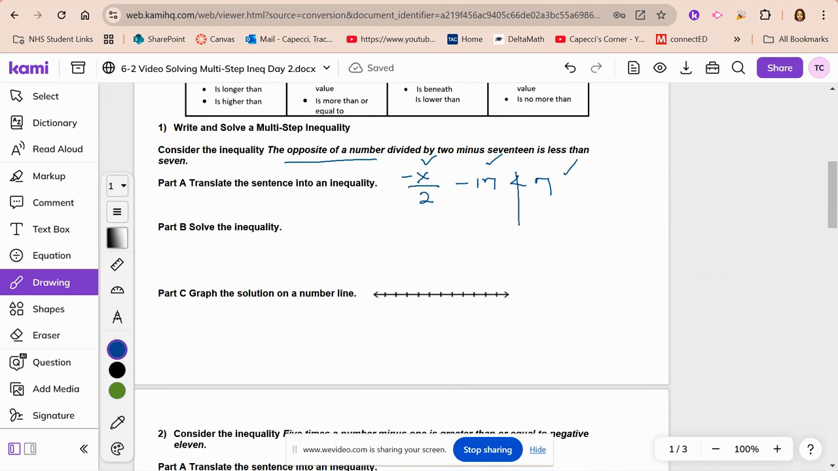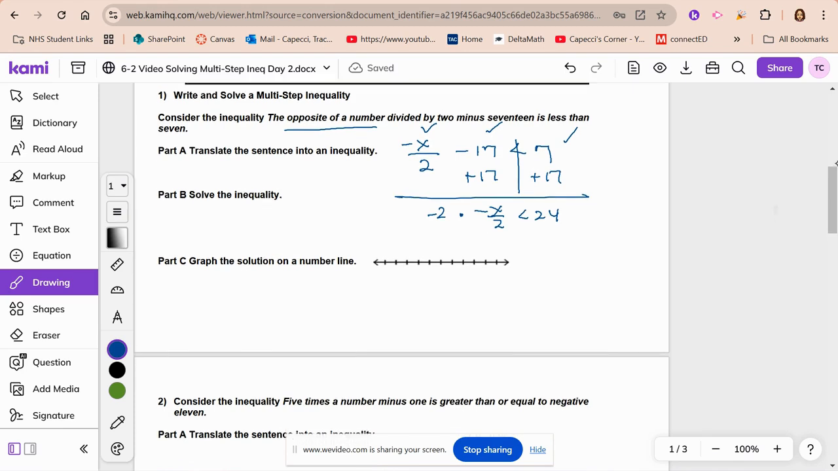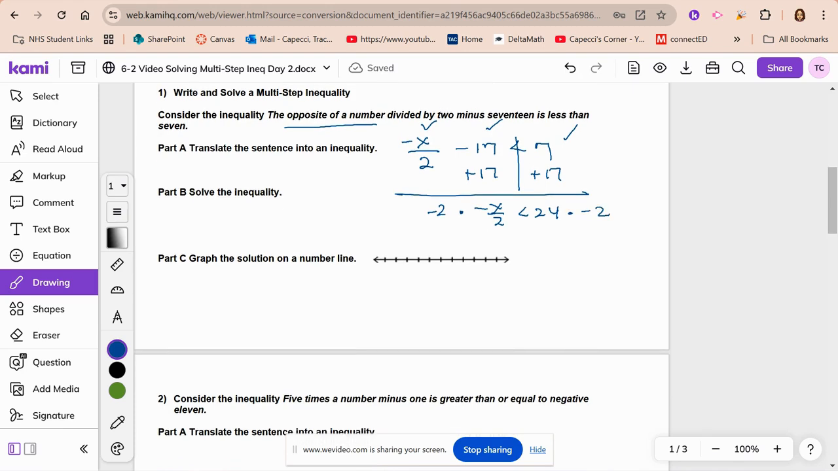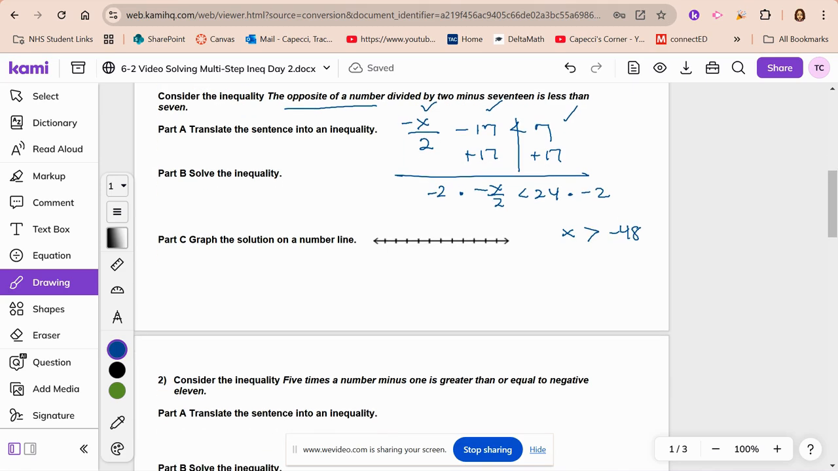Now I'm going to solve it. So again, I want to get x by itself like we've been doing. Add 17 to both sides. So I have negative x over 2 is less than 24. I'm going to multiply by negative 2 because I want to get that 1x by itself. Multiply both sides by negative 2. Now remember, when we multiply or divide by a negative number, I'm going to change the direction of my sign. So I have x is greater than negative 48. Okay, so we're going to graph it. My zero here, my negative 48 is somewhere down here. I have an open circle because that's greater than, not greater than or equal to. So I have an open circle to the right.